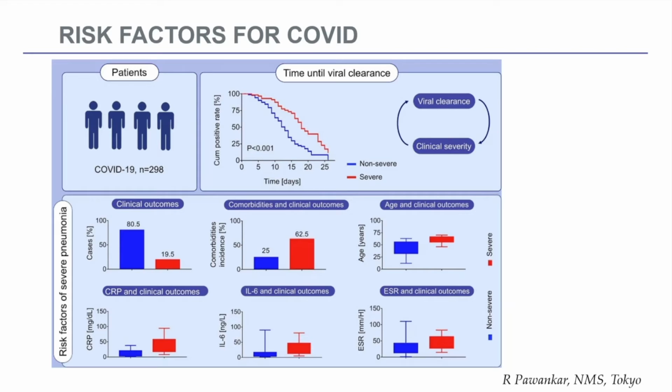Now, if you look at the risk factors for COVID and the lower part, I'd like you to focus on the lower part. So you can see very clearly that there is comorbidities, there is age, and some inflammatory parameters like a high C-reactive protein, high levels of interleukin-6, and a high level of ESR. So these actually serve as risk factors for more severe disease in COVID.